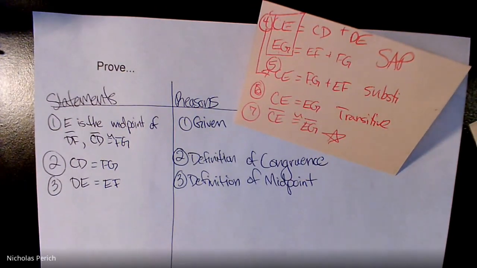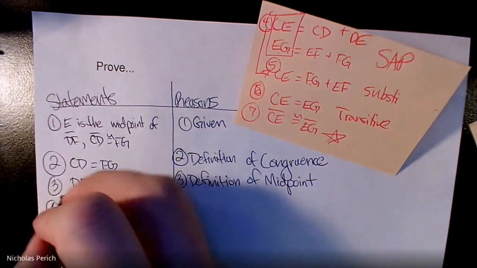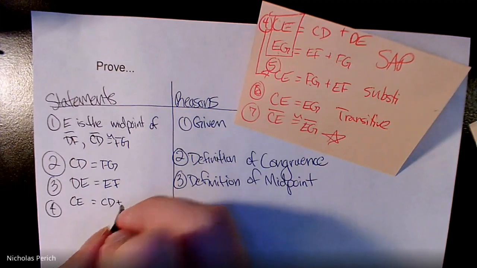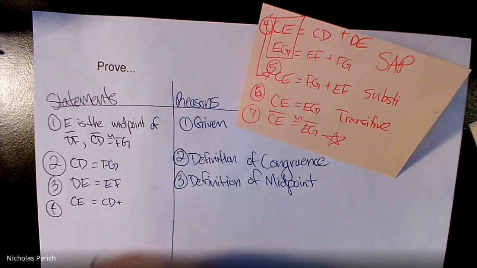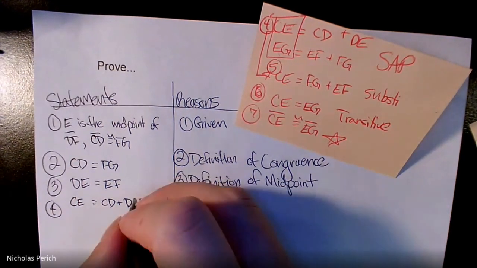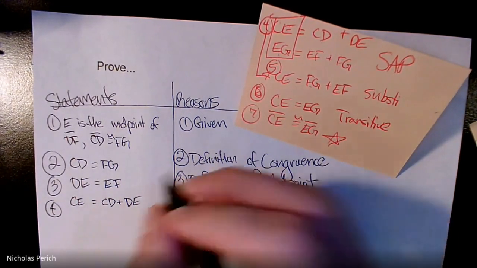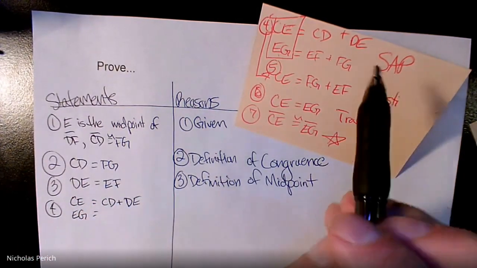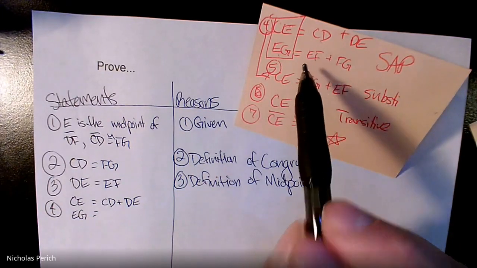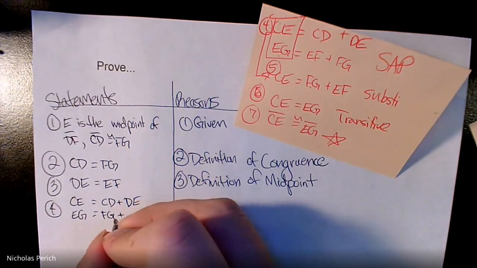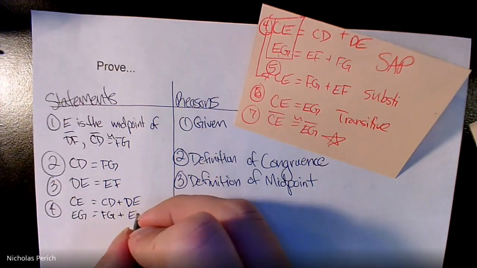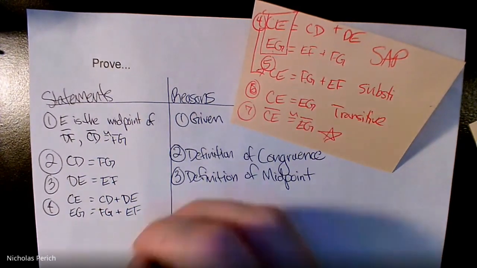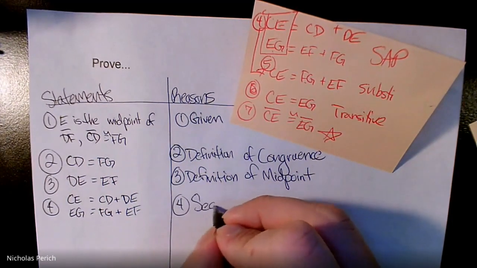Using the segment addition postulate, I was able to say that CE equaled CD plus DE. CE was equal to DE. What I'm going to do is write EG as FG plus EF. And if you're wondering why, you'll see. It's the same thing. That was the segment addition postulate.